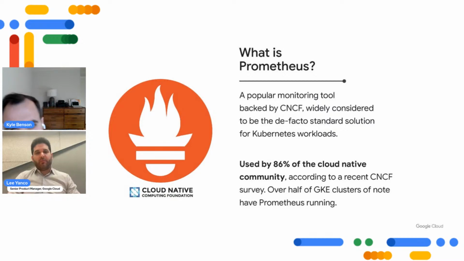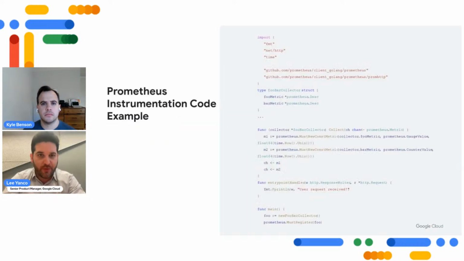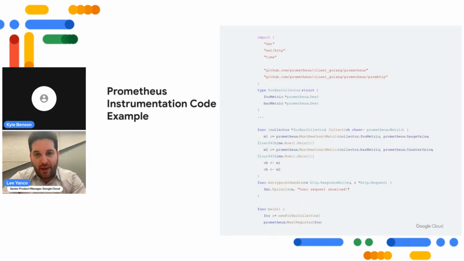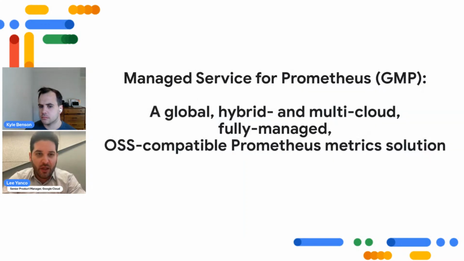So for those that are not familiar with Prometheus, what is it? It is the de facto standard solution for monitoring. Something like 86% of the cloud native community uses Prometheus. Half of GKE clusters have it. For all intents and purposes, if you're using Kubernetes, you're likely to have some sort of Prometheus instrumentation or collection running within your cluster. Here is an example of how you might instrument a Prometheus metric. That being said, most of the time you're going to be using out-of-the-box libraries to do this, using exporters that other people have written. So it's pretty rare that you're going to be instrumenting your own Prometheus metrics.